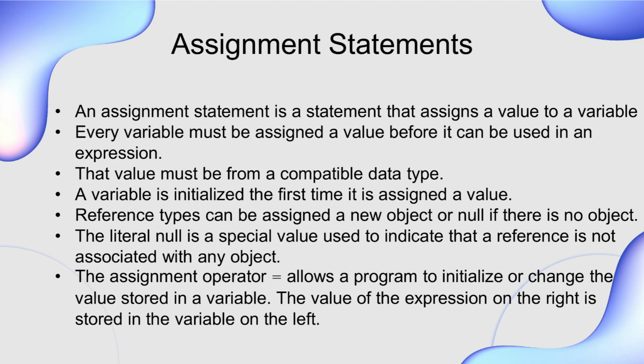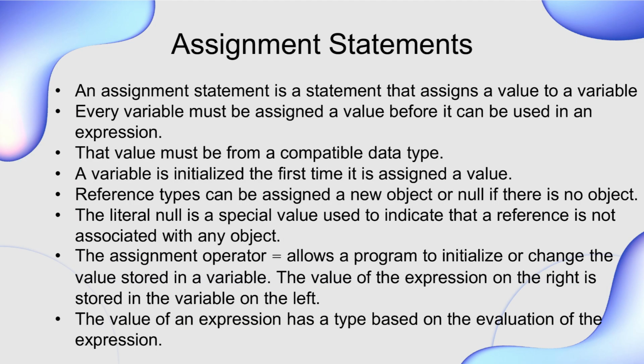The assignment operator allows a program to initialize or change the value stored in a variable. The value of the expression on the right is stored in the variable on the left. The assignment operator looks like an equal sign, but when reading it, we read it as "assigned by." The value of an expression has a type based on the evaluation of the expression.